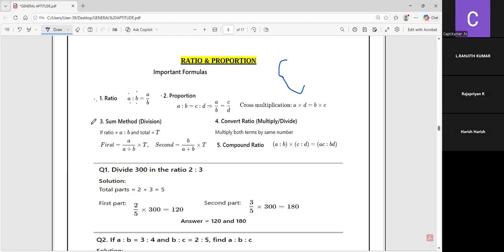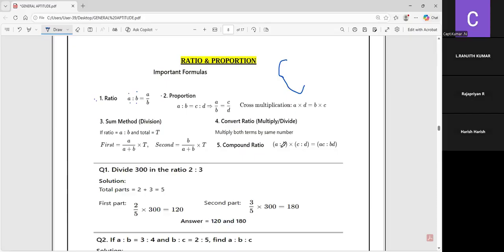Another one is the sum method, nothing but sum division. Actually, in our own system, two different things are there that I want to take the total ratio. So A is to B and the total is equal to T. So the sum of two components, and what are the components? So A divided by A plus B into total is the first one. Second one, B divided by A plus B into T. This is the second one. So this is the sum method, conversion ratio method.